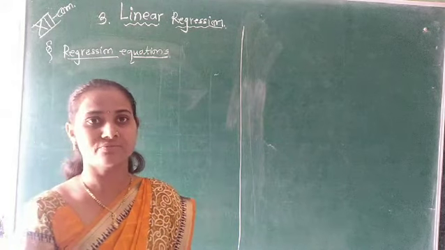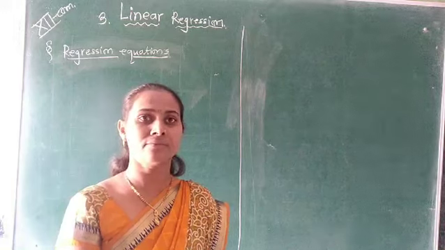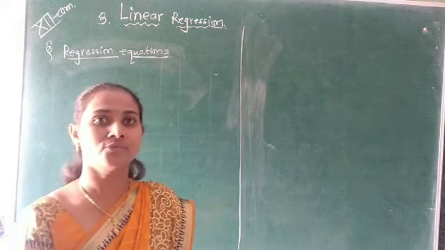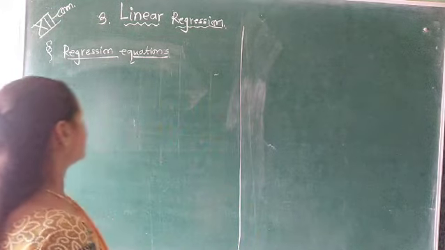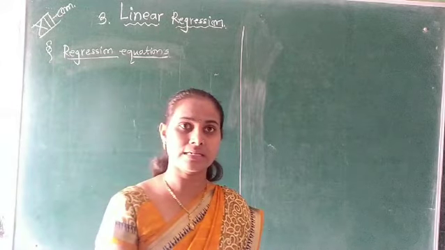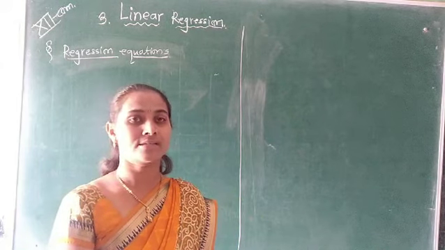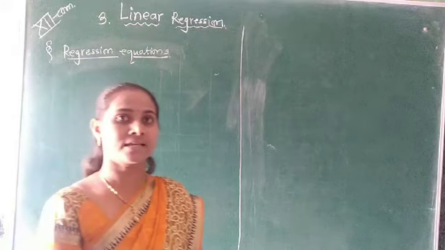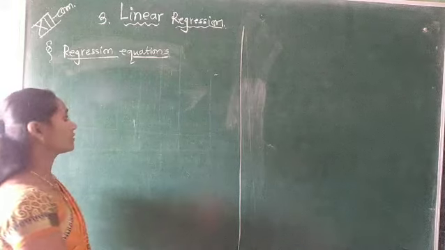That means we have to find the value of two variables. If one value is known, we estimate or find the value of one variable using the value of another variable. That is the regression equations. Here we will find the two regression equations: y minus y bar is equal to byx into x minus x bar, and the second, x minus x bar is equal to bxy into y minus y bar. These are the two linear regression equations.